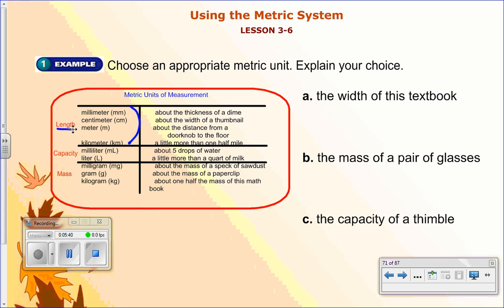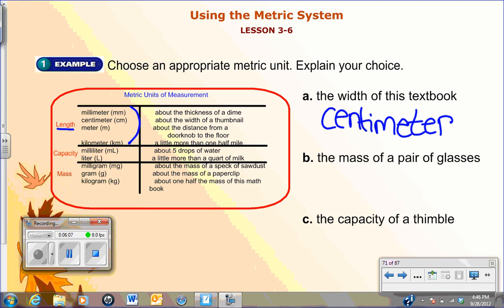All right, and if you take a look, well, kilometer and meter are obviously too big. So you're stuck between a millimeter and centimeter. Now, both of them would work, but the one that's the most appropriate would be a centimeter. Because, well, millimeter is a little small. All right, if we can measure it in a centimeter, we might as well. So go ahead and do B and C, and when you're all done, come back and check your answer. So go ahead and do those now.